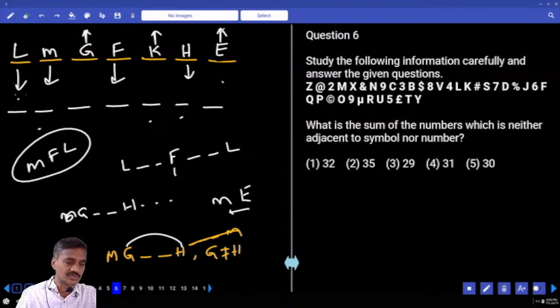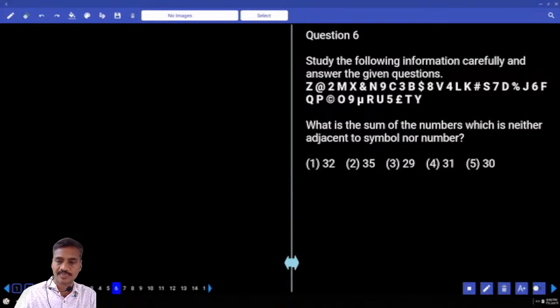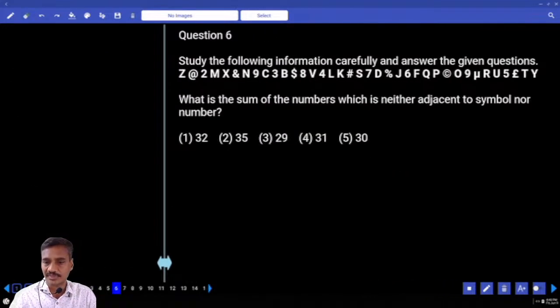Then next one, 6 onwards. Now 6 to 8 it is based on sequence. What is the sum of the numbers which is neither adjacent to symbol nor to number? That means this number should not be adjacent to symbol and a number, and it must be adjacent to what? Number must be adjacent to letter and a letter. Only such numbers we need to take.